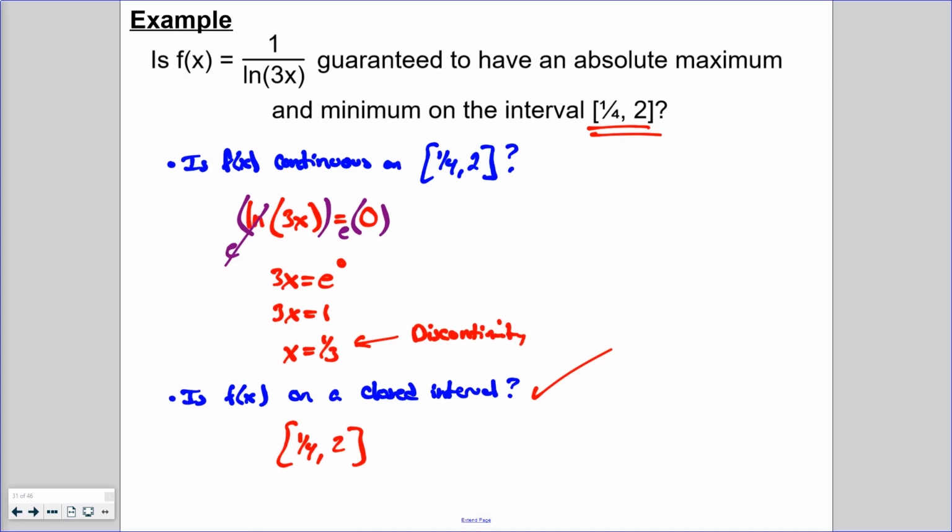All right, so now we just need to check, is 1/3 in our interval 1/4 to 2? And unfortunately, it is. 1/3 is larger than 1/4, so therefore 1/3 is in between 1/4 and 2, which means it's not continuous. So unfortunately, the extreme value theorem does not apply again.